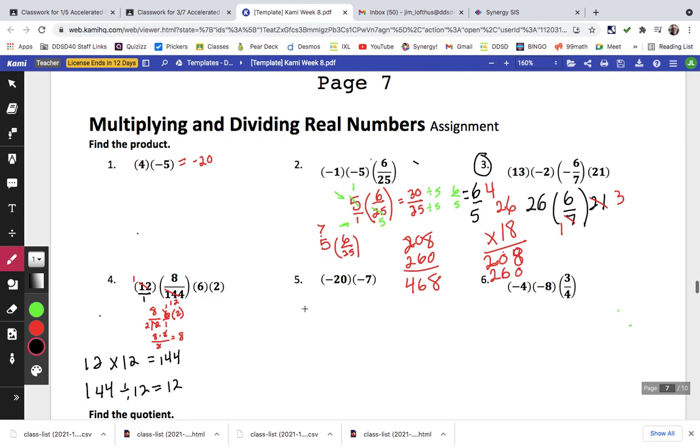7 times 20 is 140. A negative times a negative goes back, that's even. There's 2 of them. That's even. That means that it's going to be positive, so positive 140.